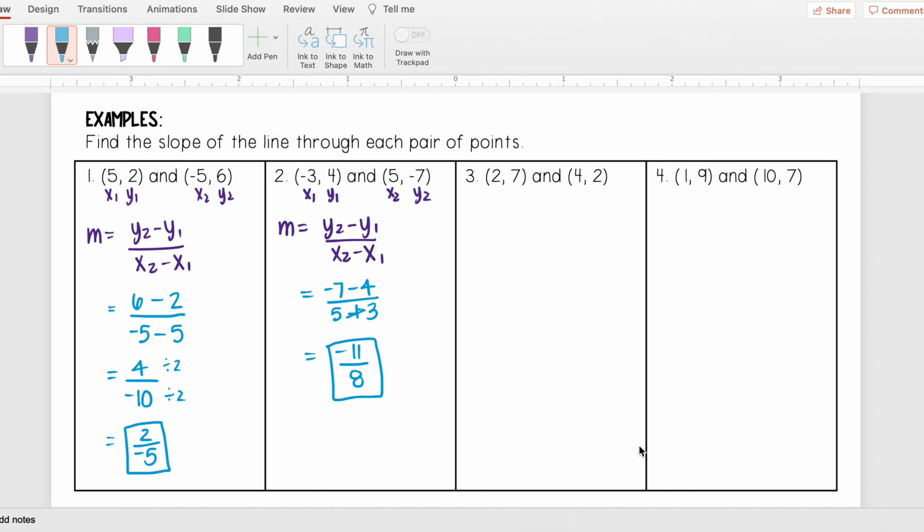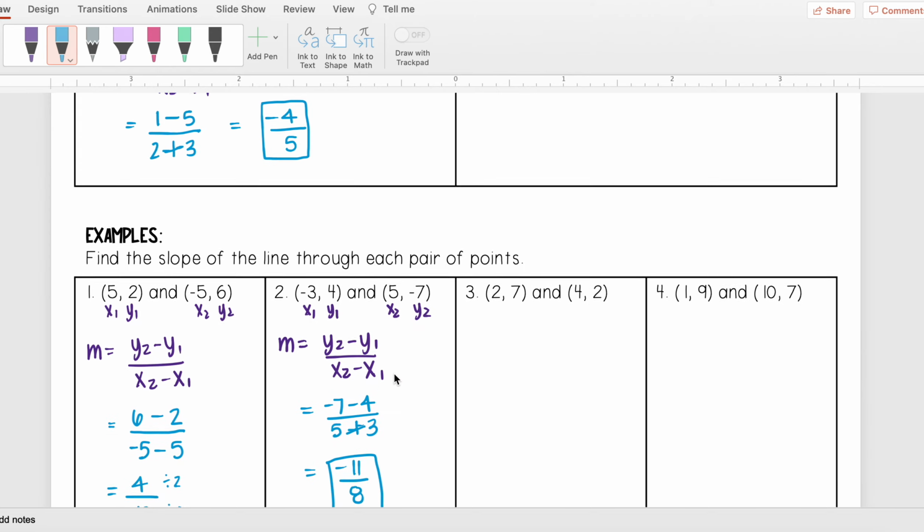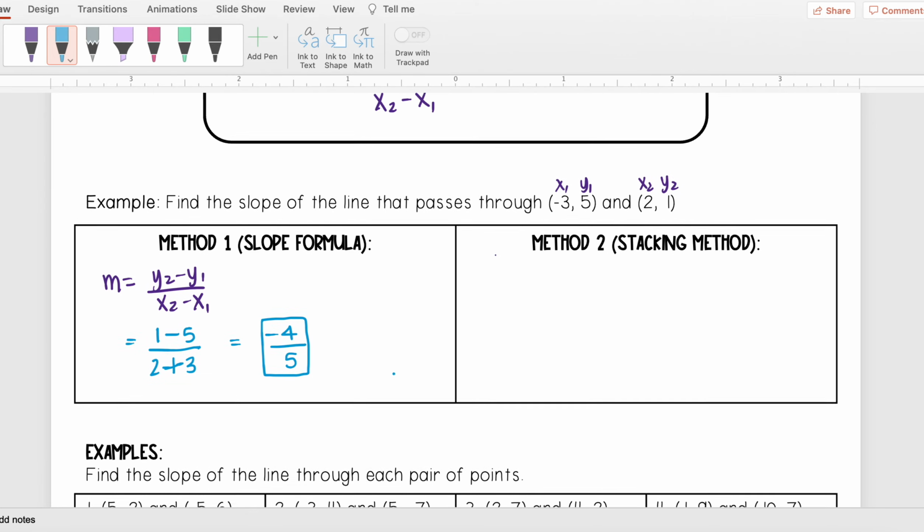So the answer you should have gotten here was -11 over 8. The very tricky thing here when you're subtracting a negative is remembering that means that you're actually adding 3. So instead of doing 5 minus 3, it's really 5 minus -3, which becomes 5 plus 3. So that is the method using slope formula.